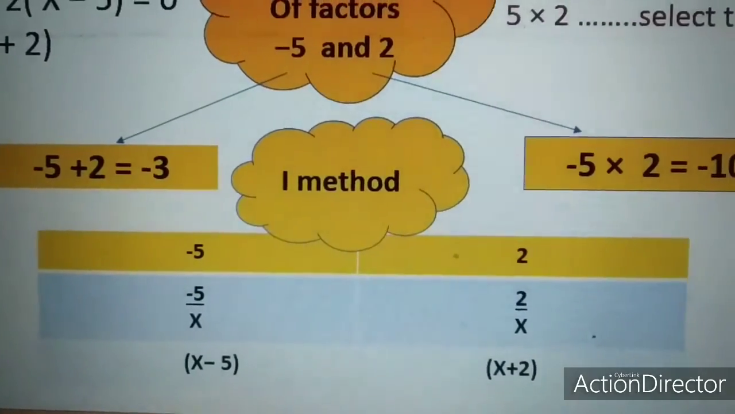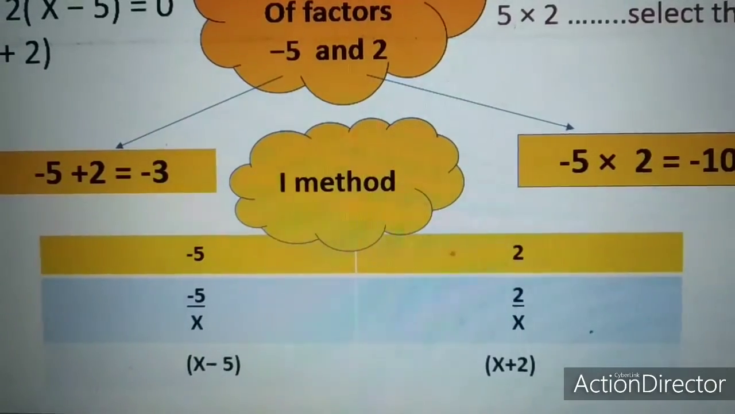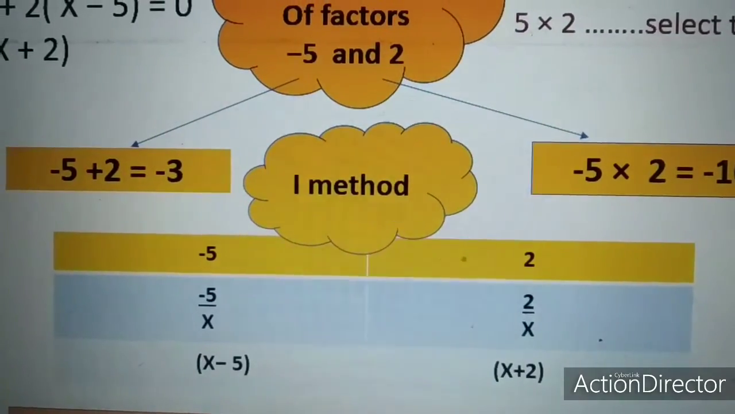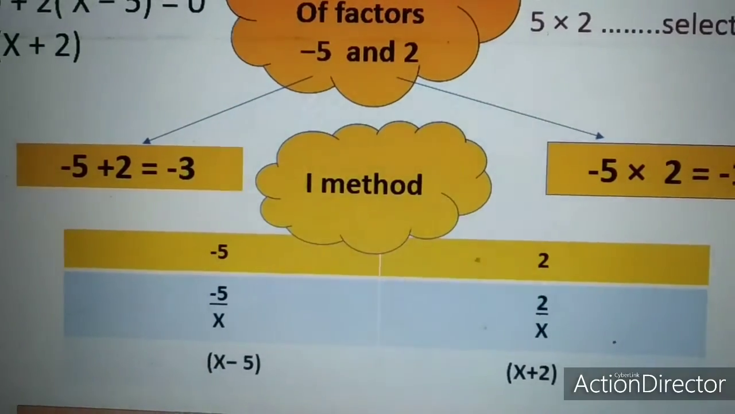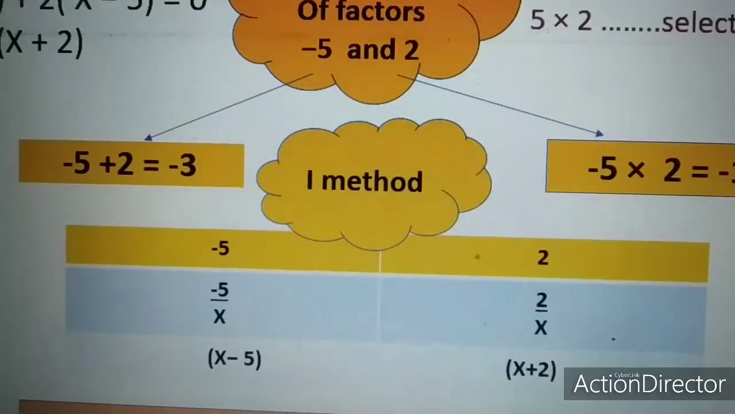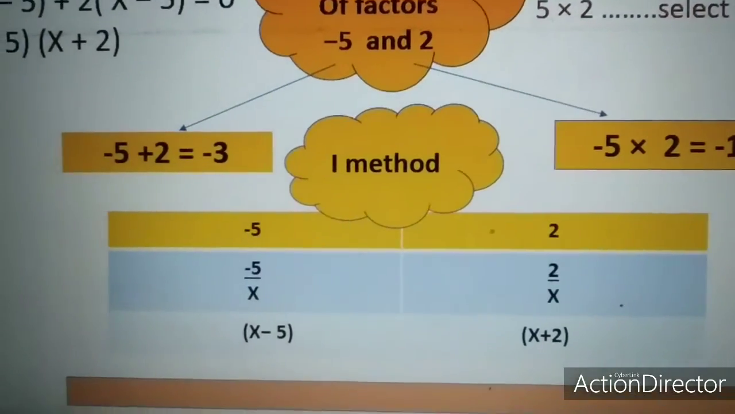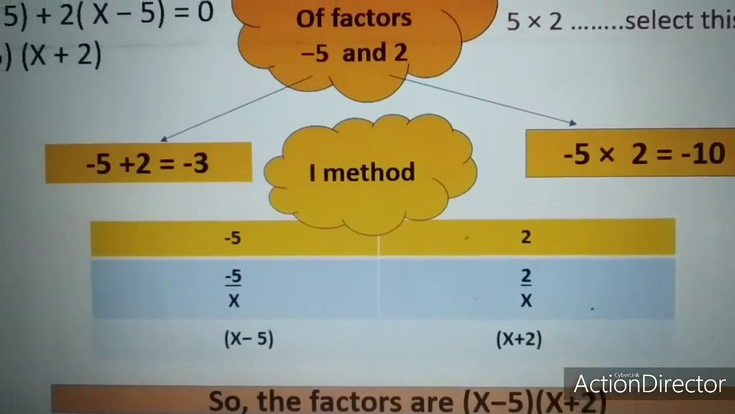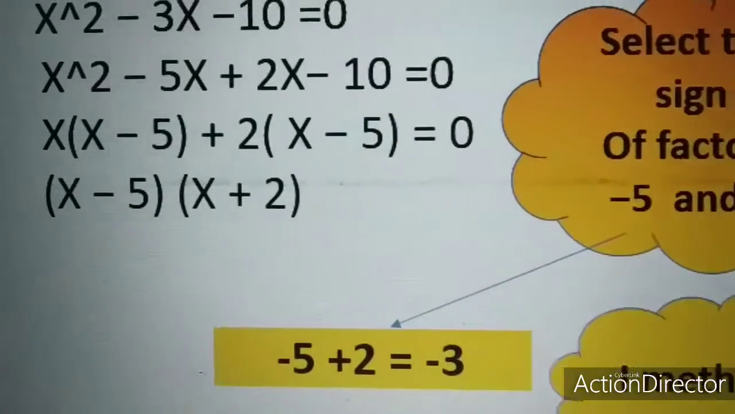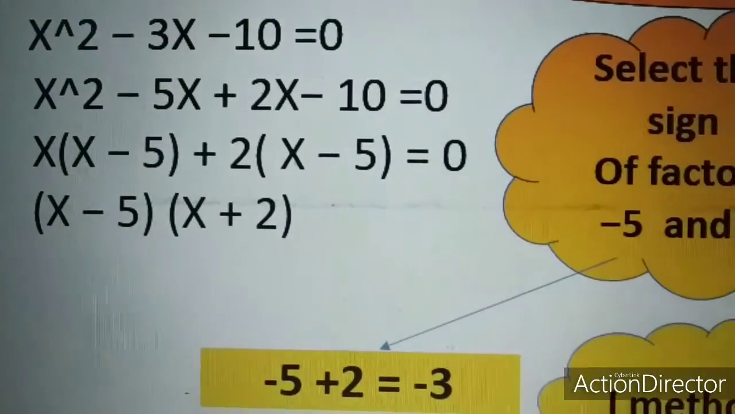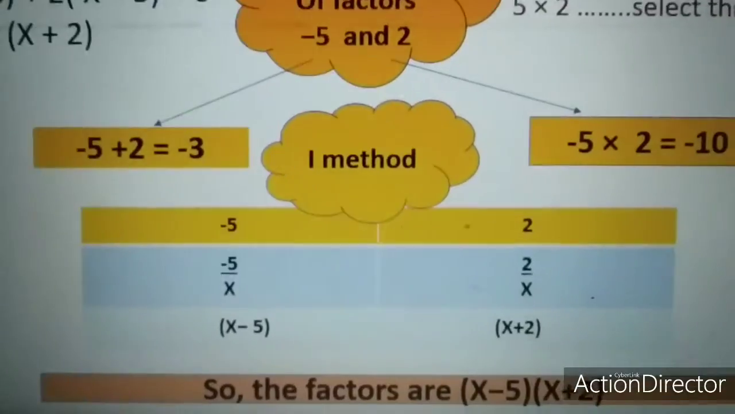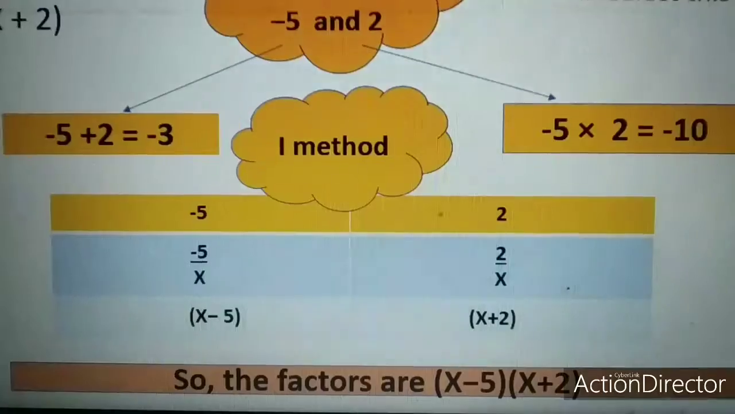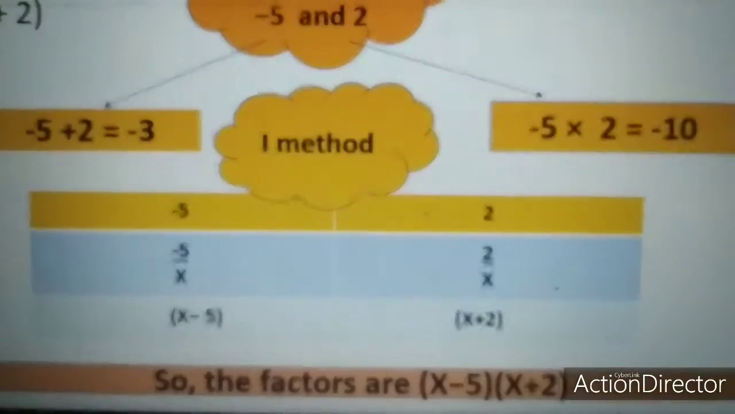So minus 5 upon x, there is nothing to cancel over here. Similarly 2 upon x, there is nothing to cancel. So I will write the answer as x minus 5 and here x plus 2. Therefore the factors are x minus 5 into x plus 2, which tallies with my original answer. Here also I got x minus 5 into x plus 2. So this is a very good method for tallying your answer. This method is very useful in multiple choice questions.